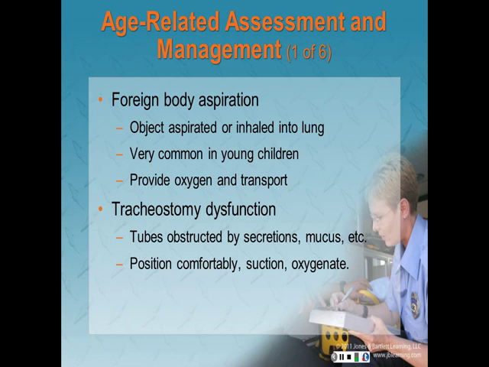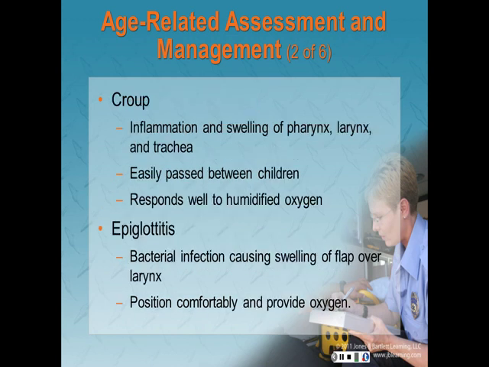Elderly patients may have weakened airway musculature and a decreased cough and gag reflex and make it difficult for them to clear their airway. Dysfunction of a tracheostomy. Tubes can become obstructed by secretions, mucus, or foreign bodies. Bleeding, leaking, dislodgement, and infection may also be issues. You need to position them comfortably, provide suctioning to clear the obstruction, and once it is clear, oxygenate your patient.